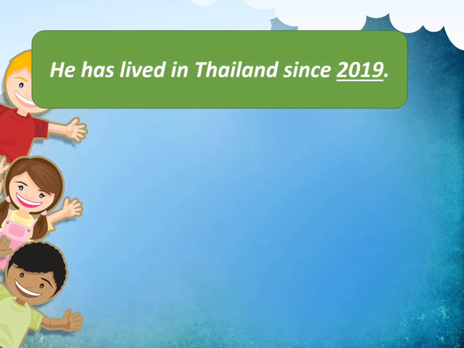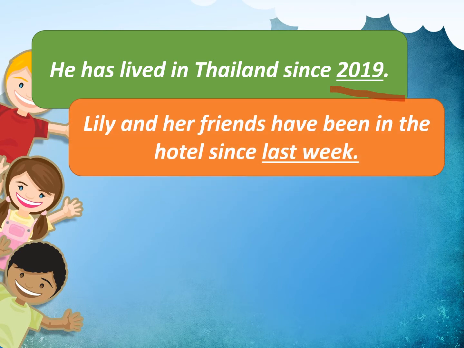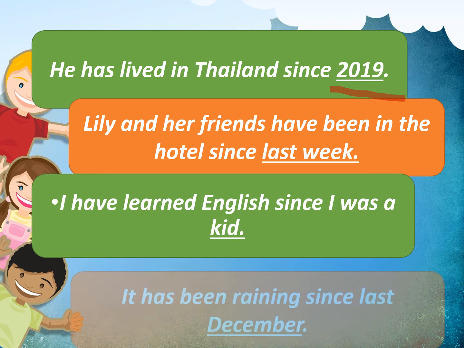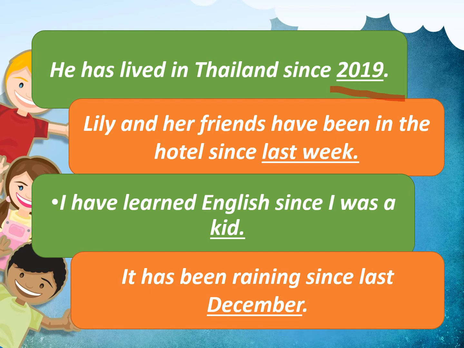Next we have the example: he has lived in Thailand since 2019. So from 2019 up to this year, he is still living in Thailand. Next, Lily and her friends have been in the hotel since last week. Next, we have an example: I have learned English since I was a kid. Next also, we have: it has been raining since last December. So these are the examples of the word since.